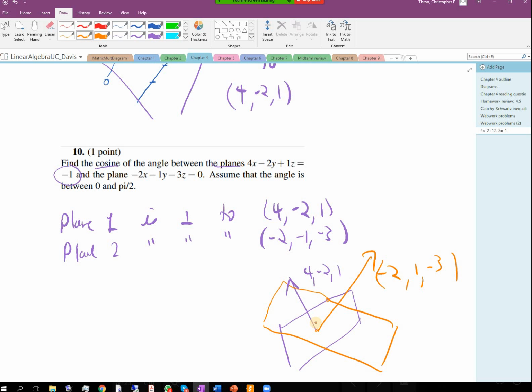So one option that I'm thinking of just out loud is you could calculate a normal vector off of each plane, and then use those normal vectors and the formula we earlier were playing with, dealing with the dot product being equal to the magnitude of each of the vectors times cosine of theta.